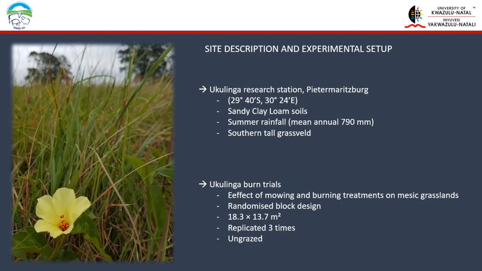The study site was located at Ukulinga Research Station in Pietermaritzburg, with the vegetation area being classified as southern tall grassveld. The long-term Ukulinga burn trials were initiated to test the effect of various combinations of mowing and burning treatments on mesic grasslands. Treatment plots were replicated 3 times within a randomized block design.